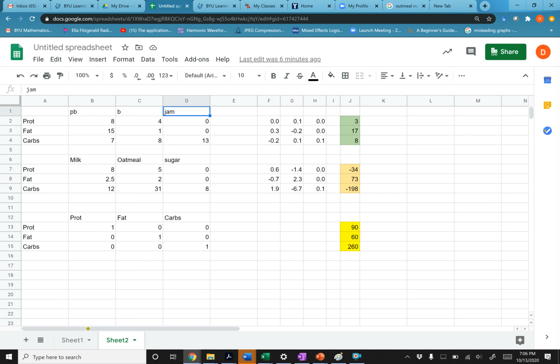So this over here in this yellow, this 90, 60, 260, this is about the daily intake I should have in terms of protein, fat, and carbs. So I could say, hey, my dietary goal is 90, 60, 260 in protein, fat, and carb basis. But I could also say, hey, my daily goal is 3, 17, 8 in peanut butter, bread, and jam basis. Those have the same information.